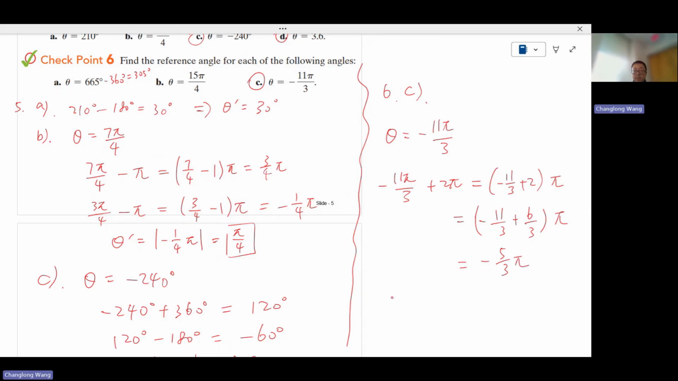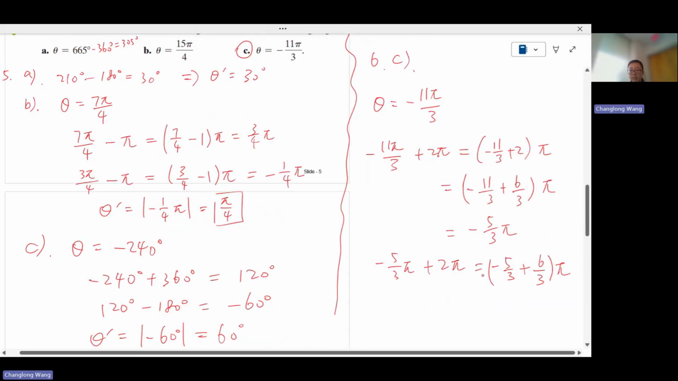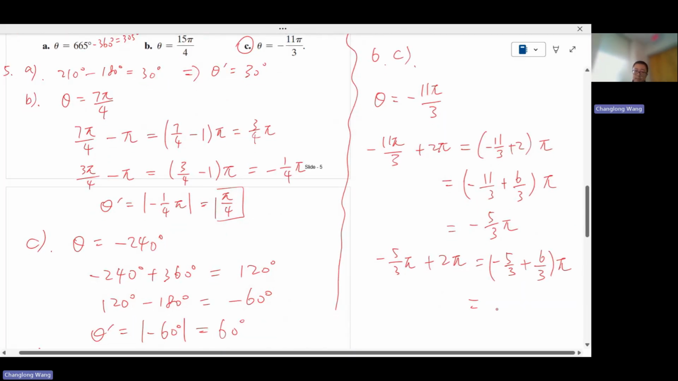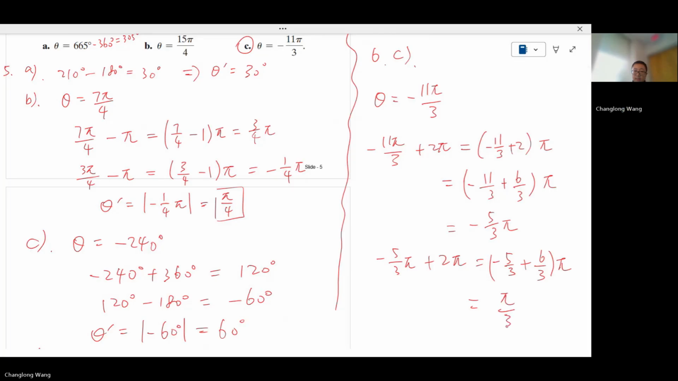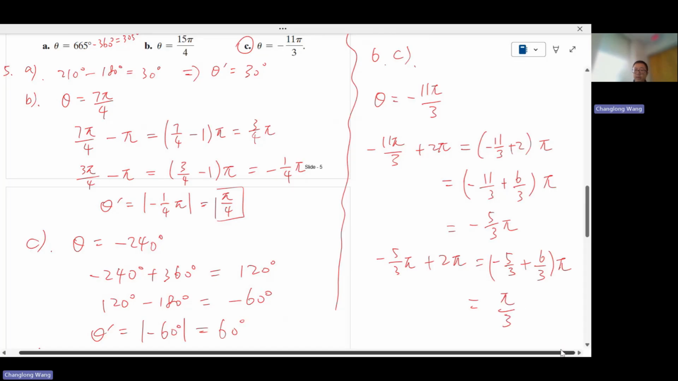Well, still negative. That means I need to do more. So negative 5 over 3 pi plus another 2 pi. So that's negative 5 over 3 plus, now I'm going to do the same trick, 2 is 6 over 3. So now what I'm getting is pi over 3? Okay, wait. Isn't that what I want? A positive acute angle, right? But do you realize what's happening here?